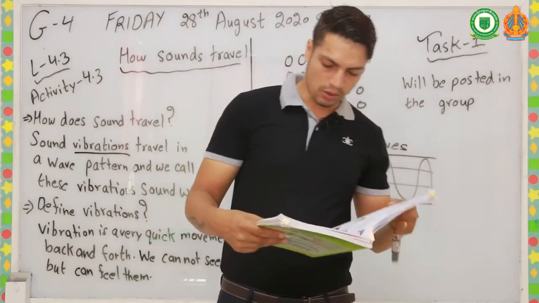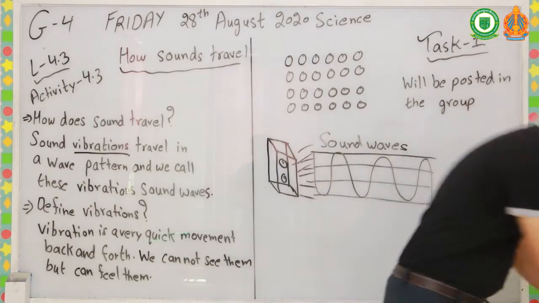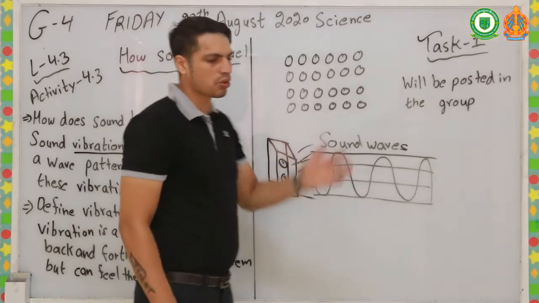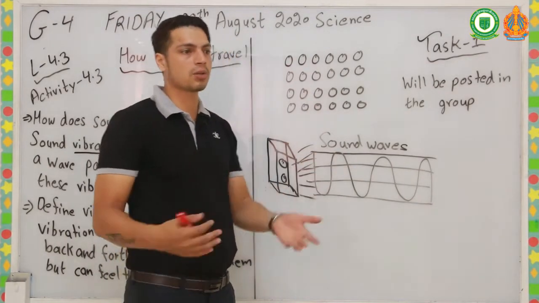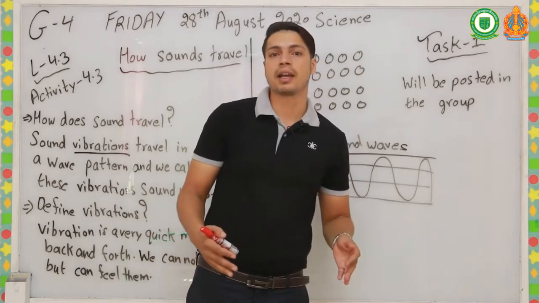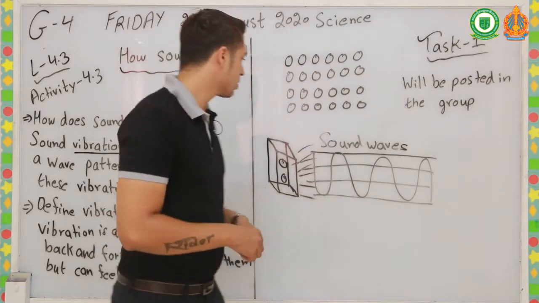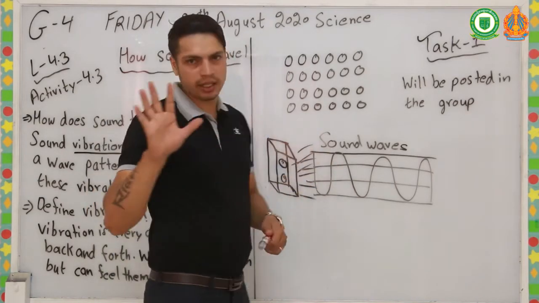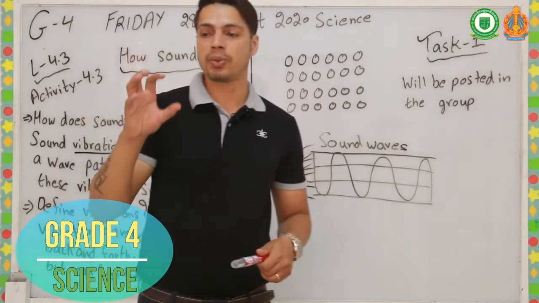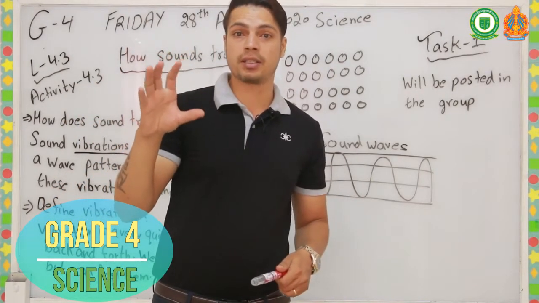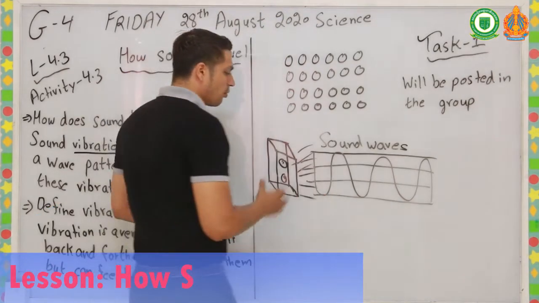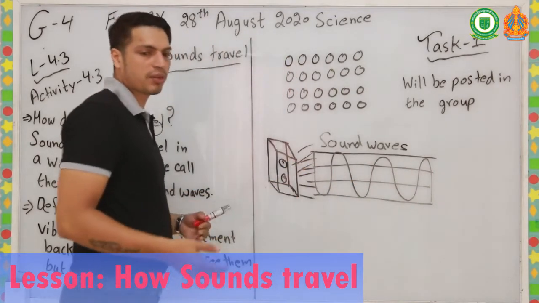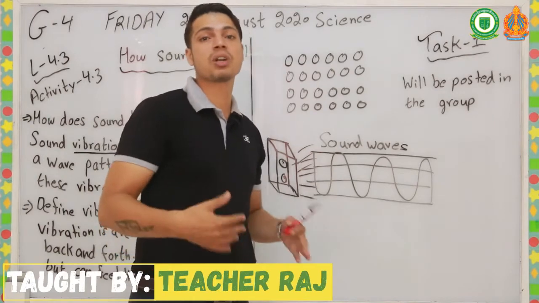Have a look here now. How does sound travel through a material? Sounds are basically vibrations, and we call them sound waves. Here you can see sound waves. Here is a speaker. When you see a speaker, you can see it vibrates, and when it vibrates, the sound waves come out. Sound waves have a pattern. They come out in a pattern.